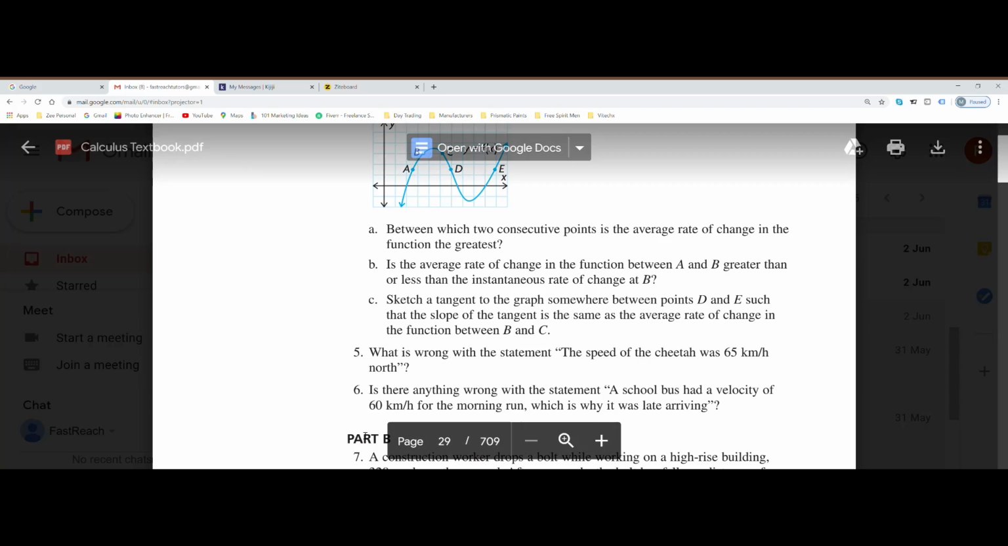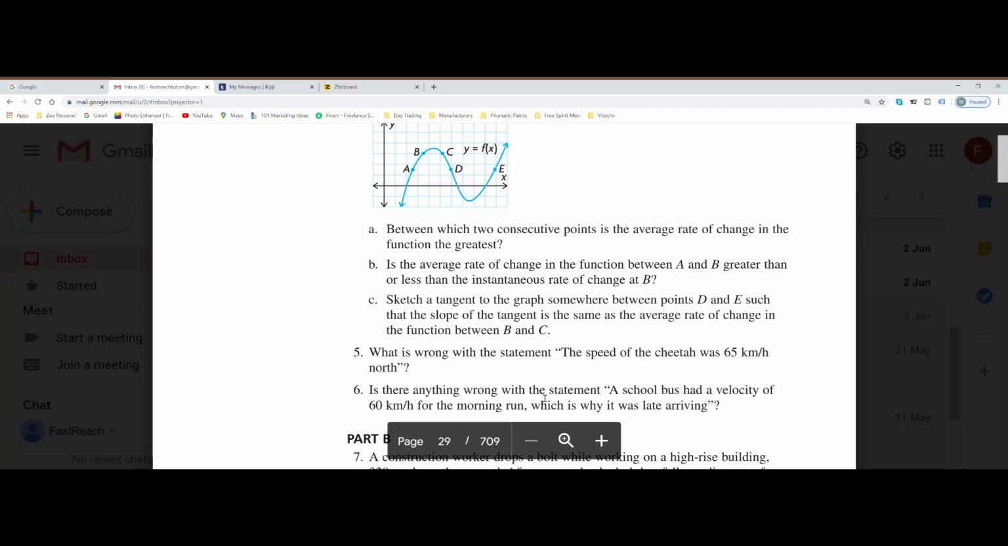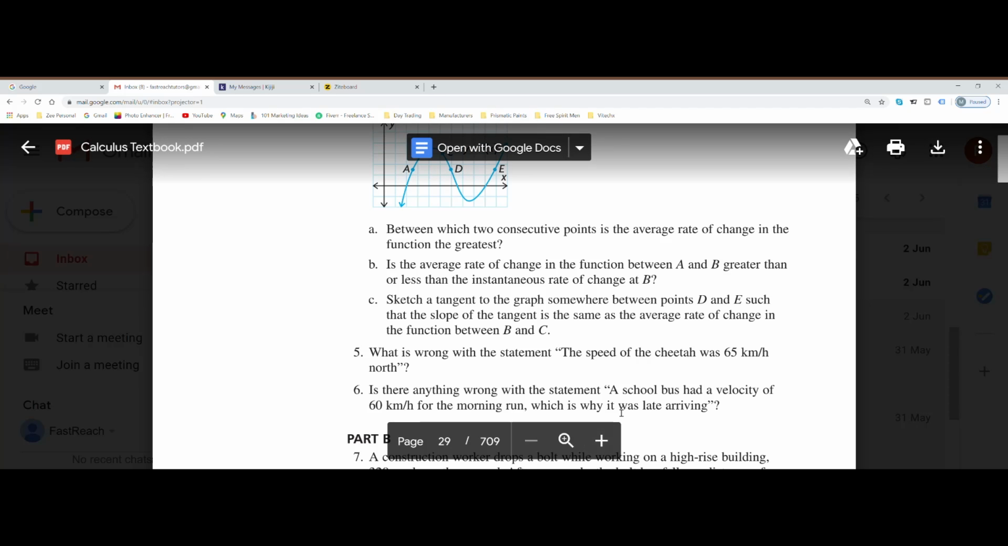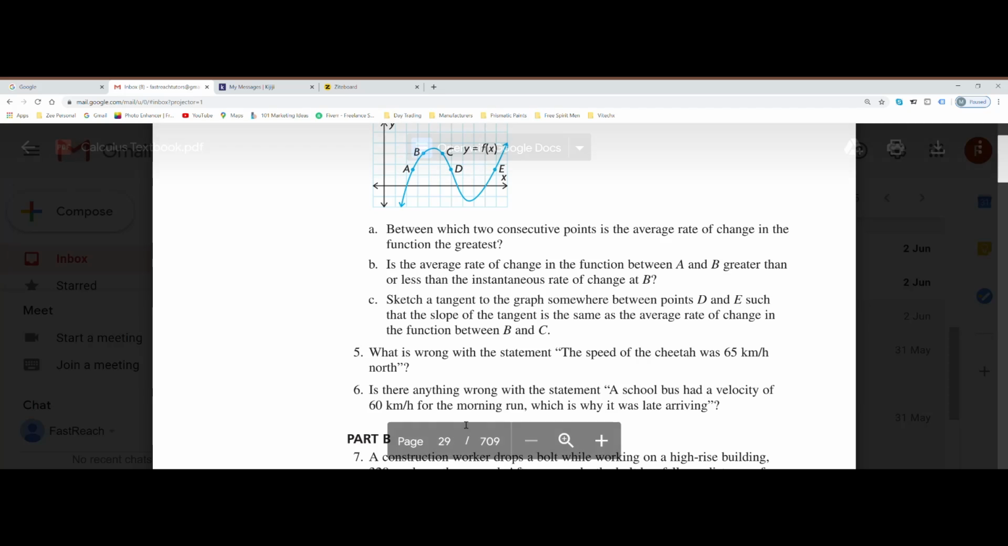A school bus had a velocity of 60 kilometers per hour for the morning run, which is why it was arriving late. So what's wrong with this? Like I said previously, velocity has to have a direction. Speed doesn't need a direction, but velocity requires a direction. So maybe we could say the school bus had a velocity of 60 kilometers per hour north or east or whatever direction it was traveling.